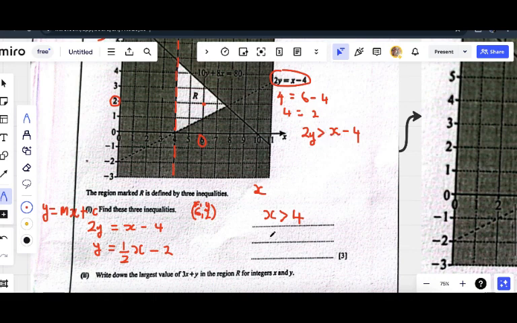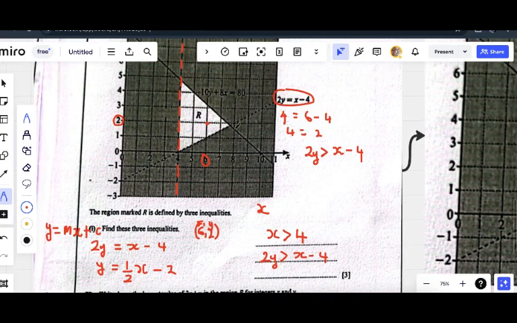So our inequality here is 2y is greater than x minus 4. Now, if you didn't get it 100%, don't worry. You know why you shouldn't worry? Because we have a third one. We have a third case.